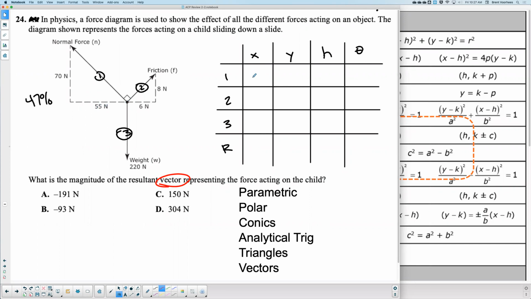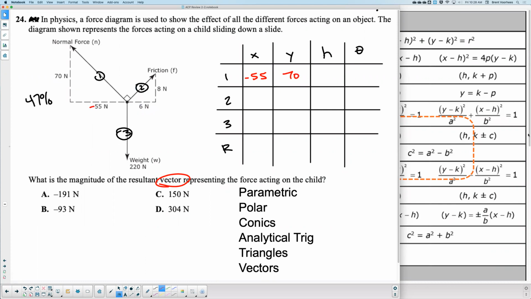Now, if I just put it in as a 55, it's going to be wrong. Why negative 55, George? It's going to the left. Good. That's actually negative 55 because it's going left. Okay, what about the 70? Do I need to make that negative? Why positive? Because it's going up. Good. Let's go to vector 2.